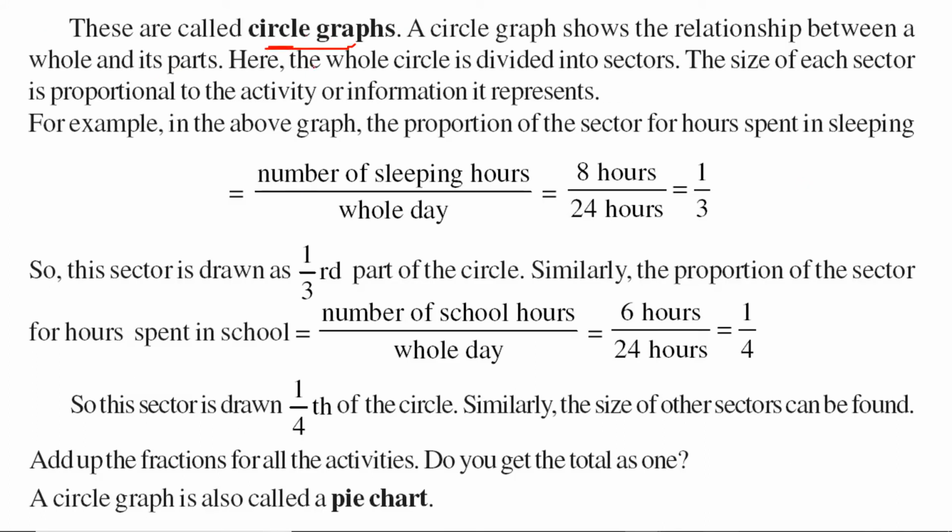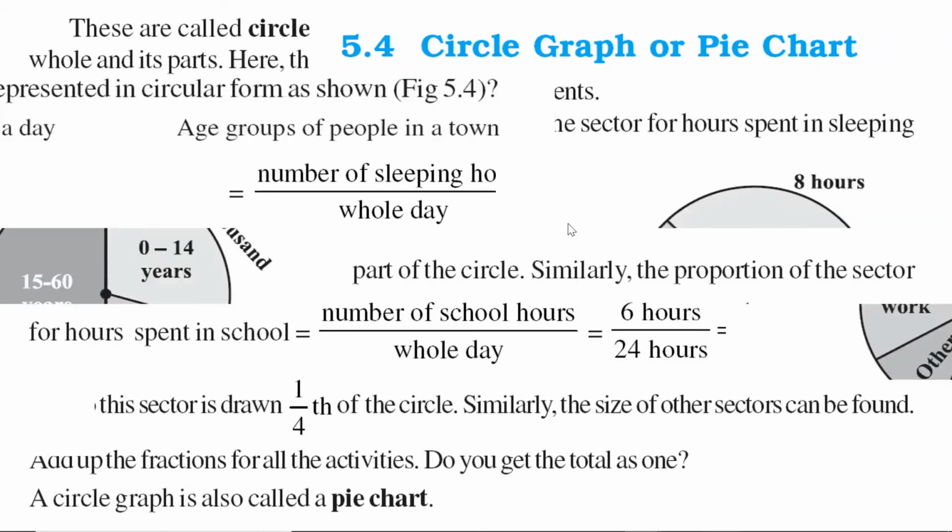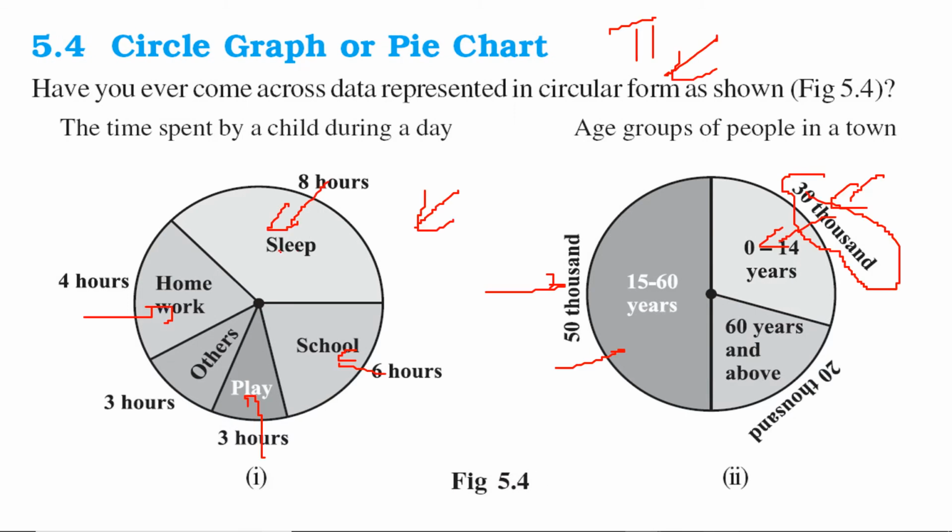Circle graph. So a circle graph is basically a relationship between the part and the whole. So we divide the circle into different sectors. This is called a sector. The size of each sector is actually proportional to the information or the quantity it has. For example, in this graph, let's look at the proportion of the sector for hours spent in sleeping. This is sleeping, so this is 8 hours.